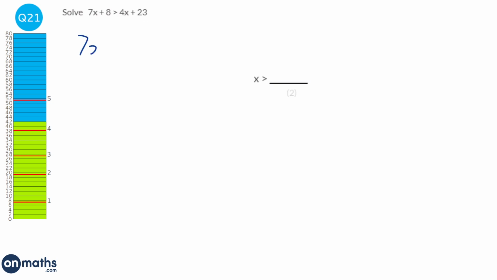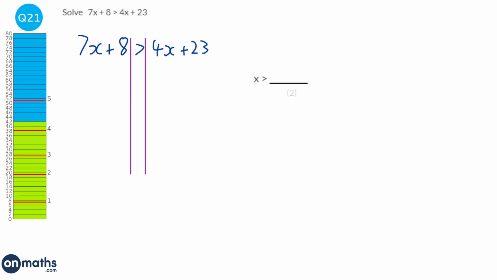So we're going to write out the question again just to give us a bit more space. And we're going to put in our tramline so we can solve it. Now we're going to solve this in exactly the same way as if it was an equation with an equals in the middle. One slight difference though is if you times or divide by a negative, you've got to flip the sign, but hopefully we won't do that.